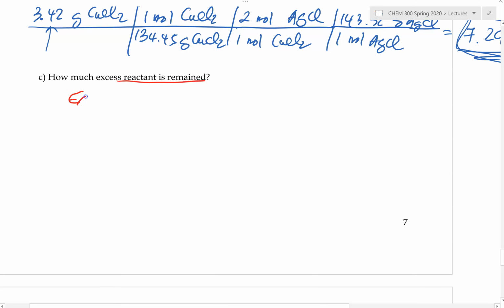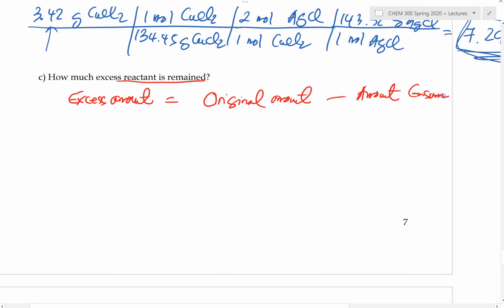And again, to figure out the excess amount, the equation is quite simple. The excess amount equals the original amount minus the amount that it consumed in the reaction. So here in this case, this is what we are asking for, and we know that we have 3.42 gram of copper chloride. That is the original amount. And now, how much of it would then be consumed? So we have to calculate this value right here.